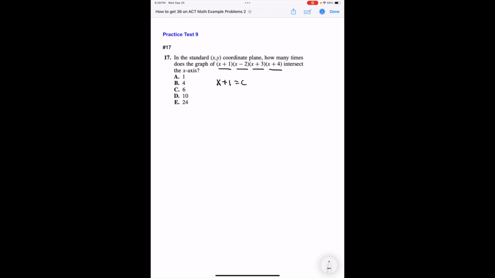So if x plus 1 is equal to 0, which is where it hits the x-axis, since the y-coordinate will always be 0, then x has to be equal to negative 1. So if we draw the graph, then negative 1 right here will be a dot where it meets the axis. And then x minus 2, that would be positive 2. And then x plus 3, so that would be negative 3. And then x plus 4, so it would be negative 4. And so here are the 4 dots where it intersects. So it would intersect with the graph 4 times.